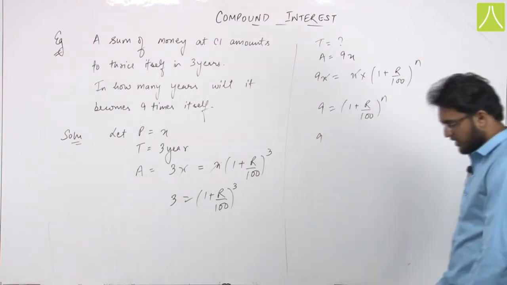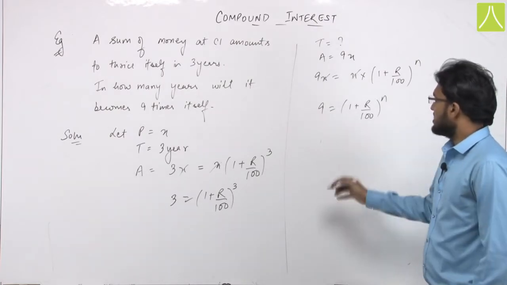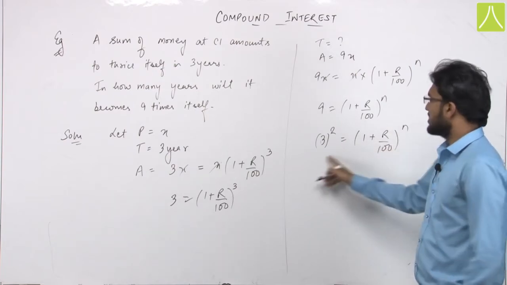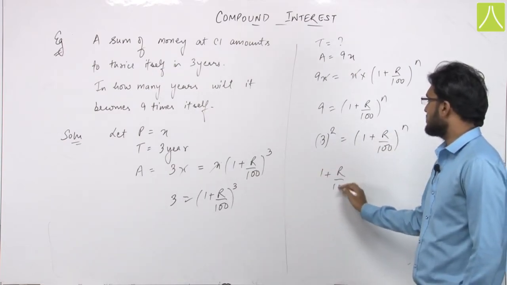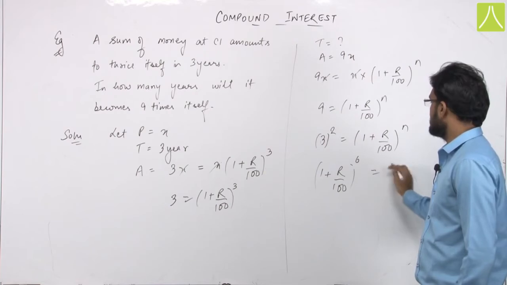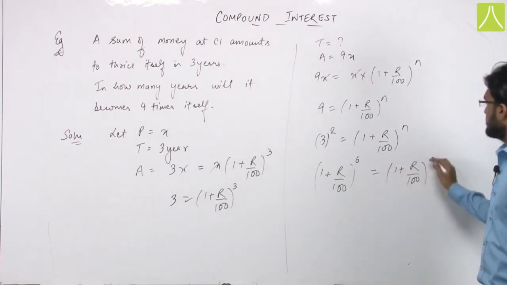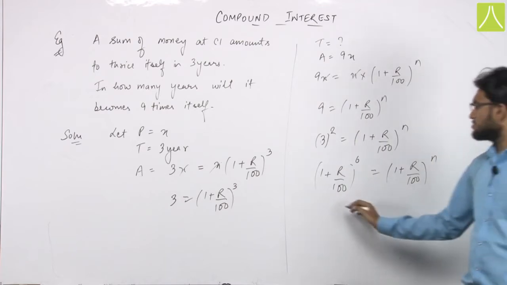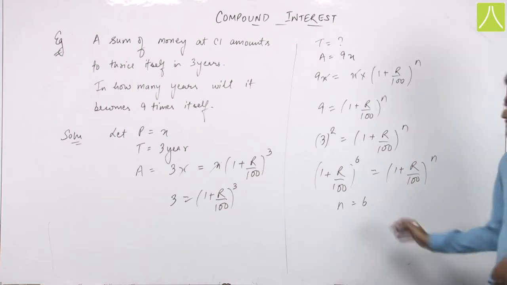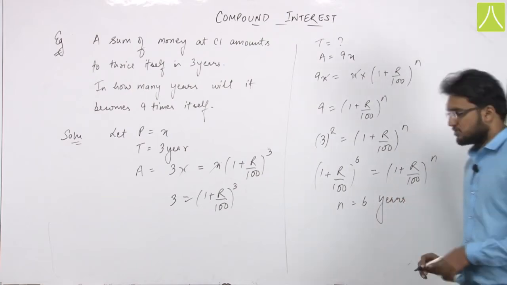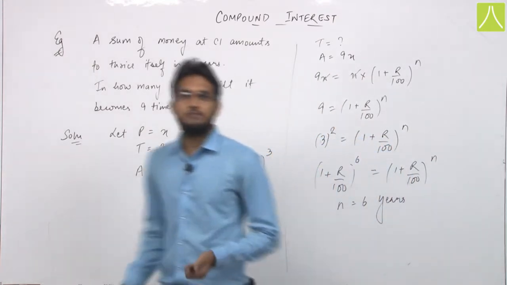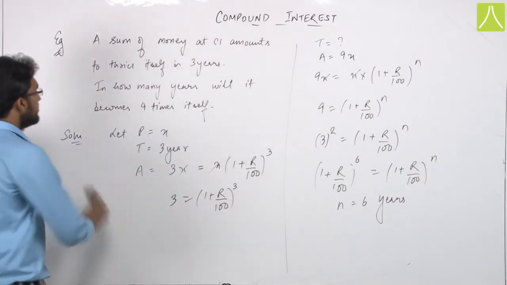Now substituting the value from there, I can say that 9 is equal to 3 square, which is equal to 1 plus r upon 100 whole power n. The value of 3 I can substitute from there, 1 plus r upon 100 whole power 3 square, that is, it will become 6, which is equal to 1 plus r upon 100 whole power n. When the bases are equal, the powers are also equal, therefore n is equal to 6. Hence the time for which the same amount of money will become 9 times of itself will be equal to 6 years. So this is the simpler problem in which we have been given that some amount of money is becoming thrice of itself in some years, and we have to calculate when it will become 9 times.